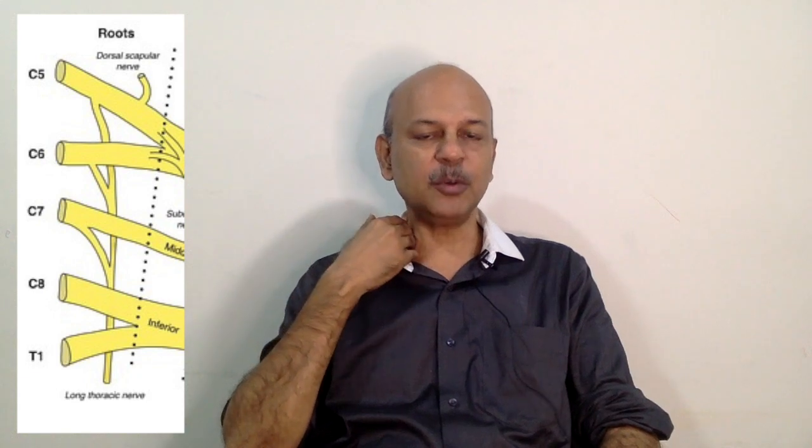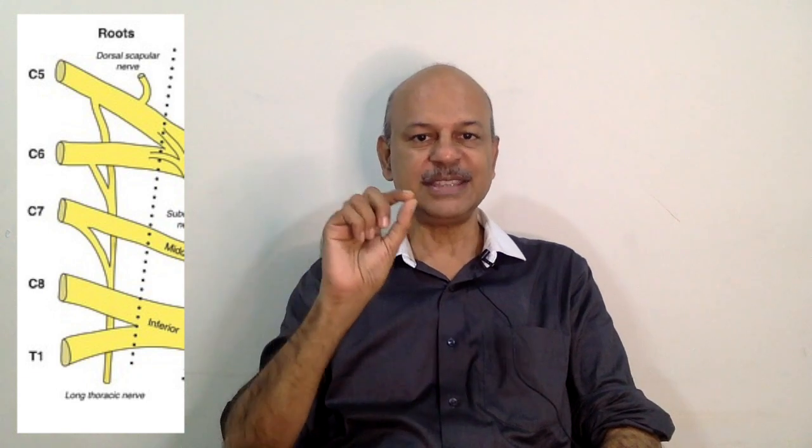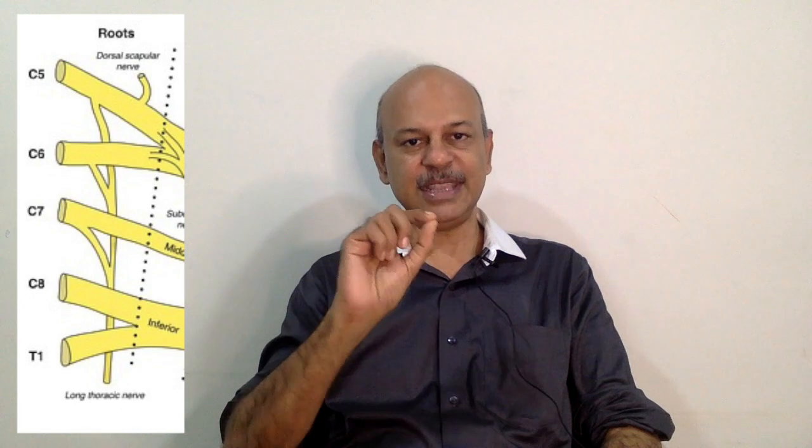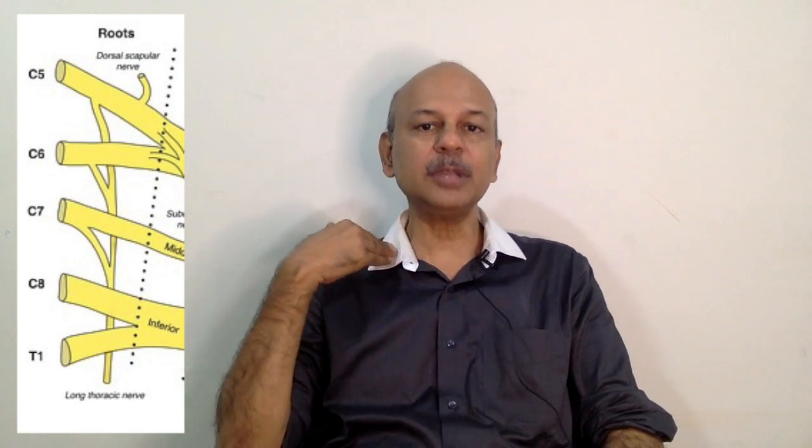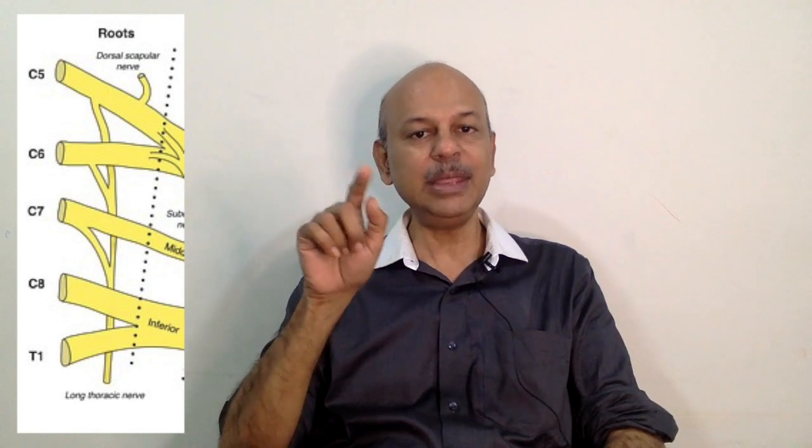Now, all these nerves, when they come out from the spinal cord, they come out from the neck portion of the spinal cord, known as the cervical portion. There are four branches coming from the cervical portion, that is C5, C6, C7, C8, and one segment coming from the thoracic portion, that is called T1. So C5 to T1 are the segments from where the nerves come and form a plexus. They form a web, and this is called the brachial plexus.